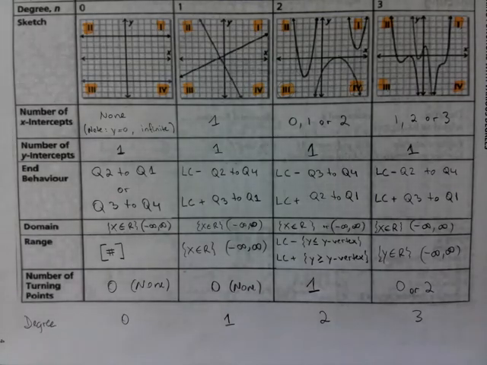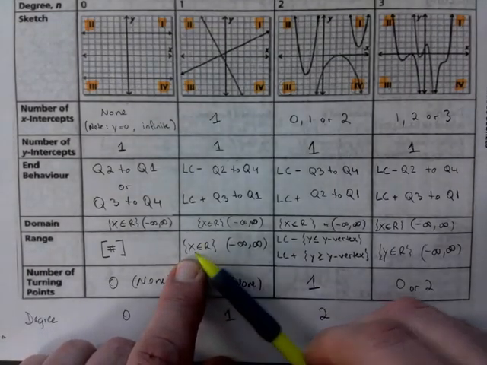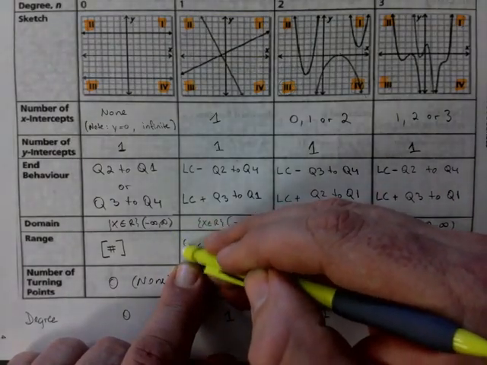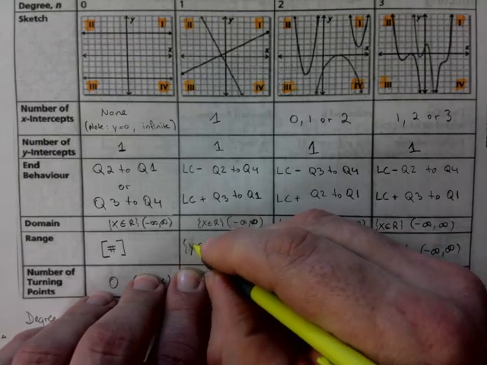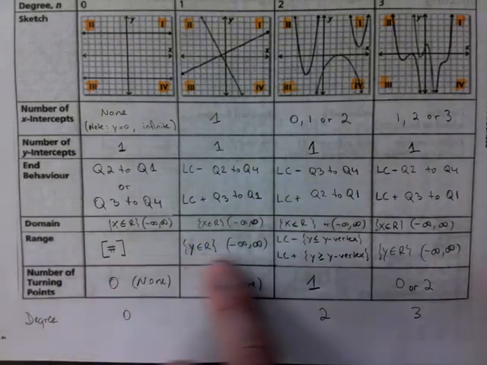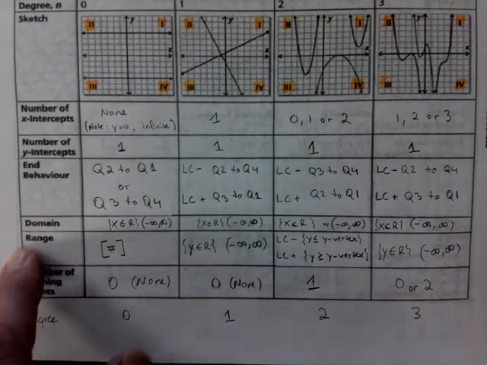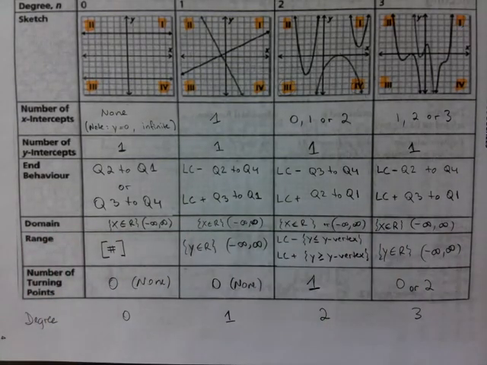Oh, for the range here, this is supposed to be y. Thank you. This is supposed to be y. Please change that. Yeah, the range always has to do with the y values that are permissible. The domain is always the x values.